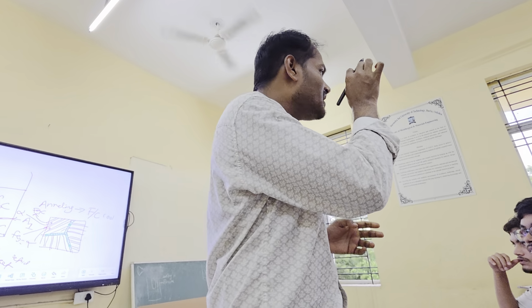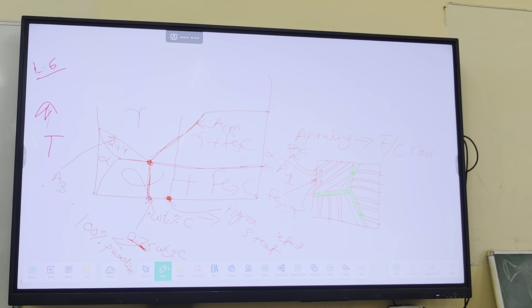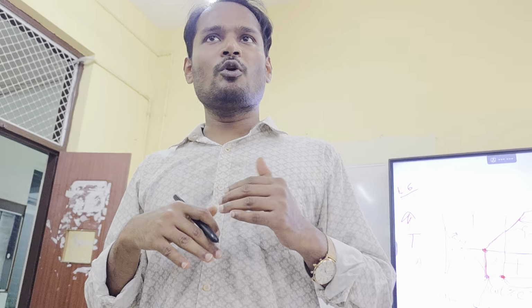So what will happen? A single crack will form at the grain boundary. It will easily propagate through an easy path. Easy path is your grain boundary. So the entire material will fail. You don't want that actually. Okay, you understood my point?